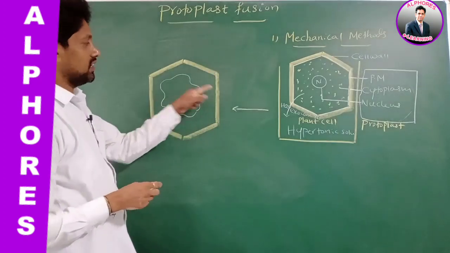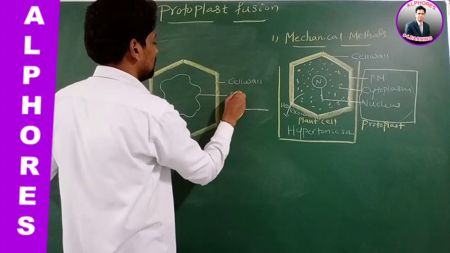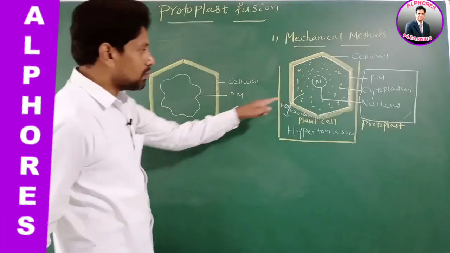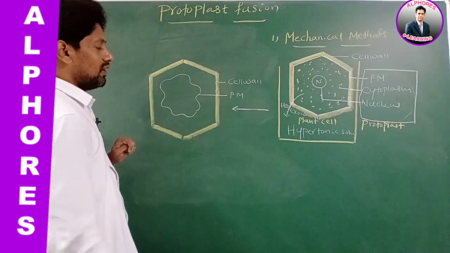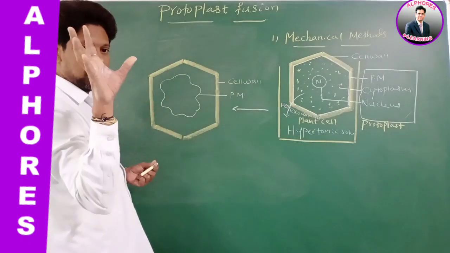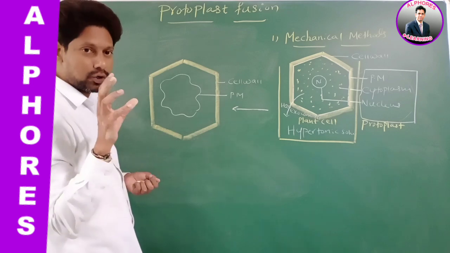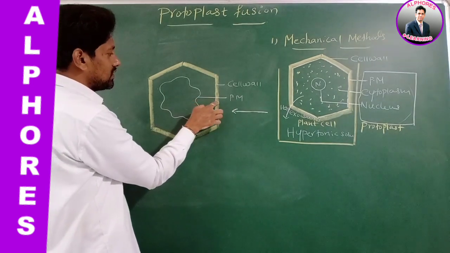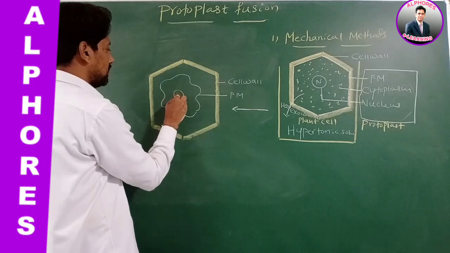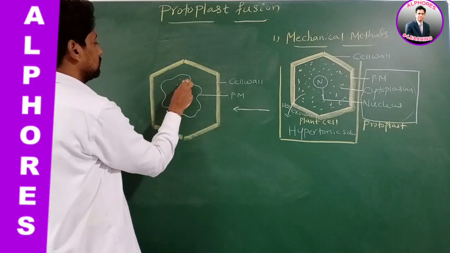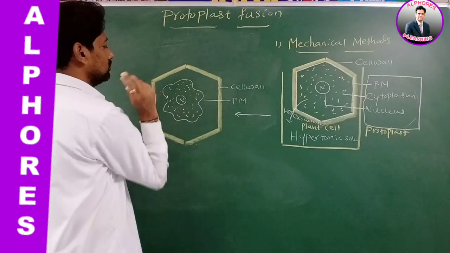Plasma membrane gets separated from cell wall. Therefore, plasma membrane has separated from cell wall. I think you are getting the difference in these two diagrams. Here, plasma membrane is closely attached to cell wall. But when water came out of the cell, the protoplast has contracted. Due to contraction of protoplast, plasma membrane separated from cell wall. What separated? Plasma membrane separated from cell wall. Is it okay?